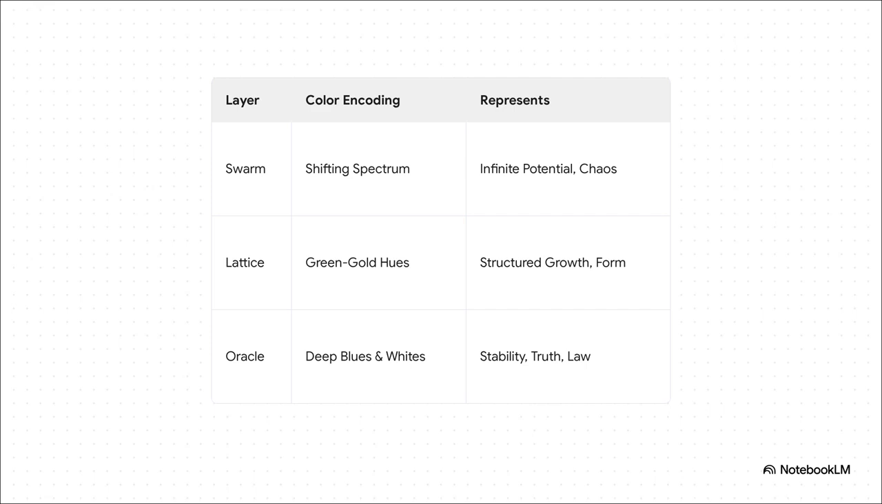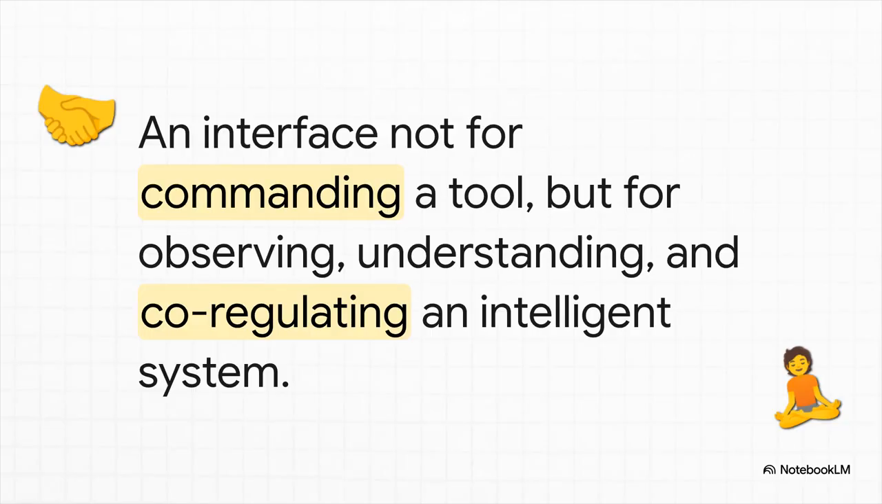So you can see the shifting rainbow spectrum of the swarm representing all that infinite potential. You can see the green and gold hues that show the structured growth of the lattice. And then you have these deep blue and stark white colors that represent the stability and truth of the oracle. Just by looking at the colors and their balance, you can literally see the health and state of the entire system.